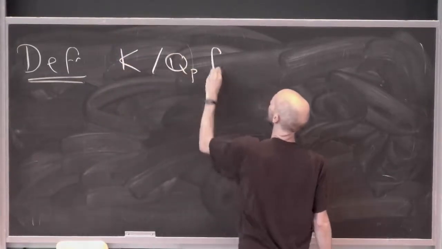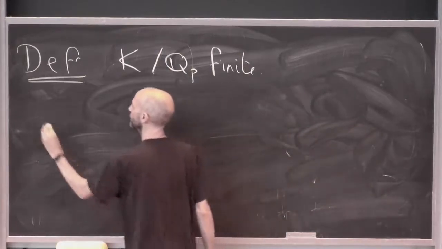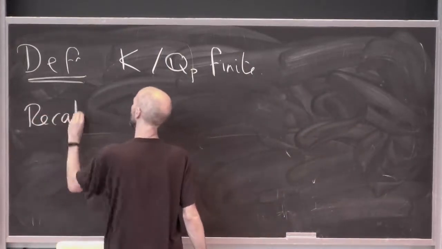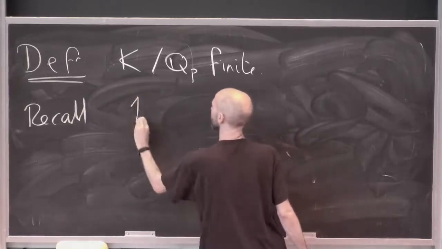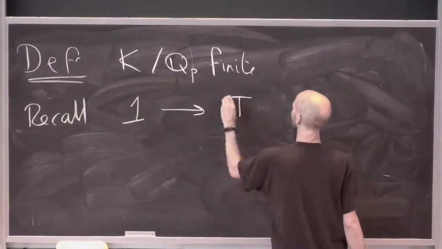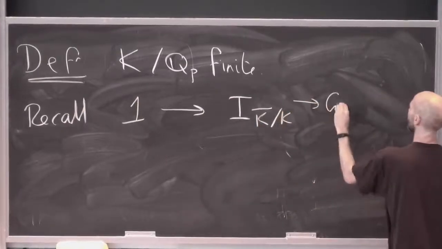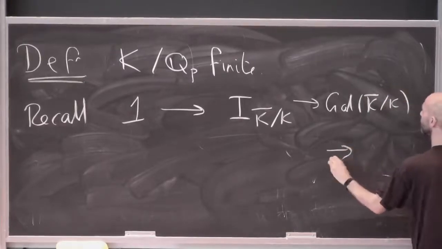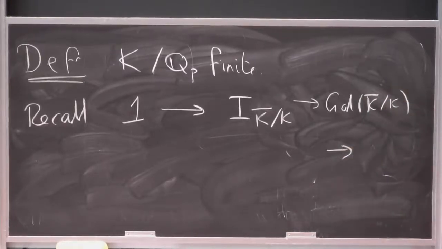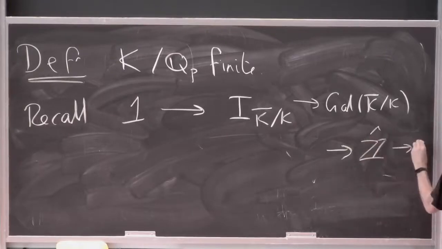So recall that we have some exact sequence. So the trivial group goes to Gal(K-bar over K^nr)'s inertia group I, goes to Gal(K-bar over K), and then this goes to the absolute Galois group of the residue field, which is Z-hat, goes to 1 there.